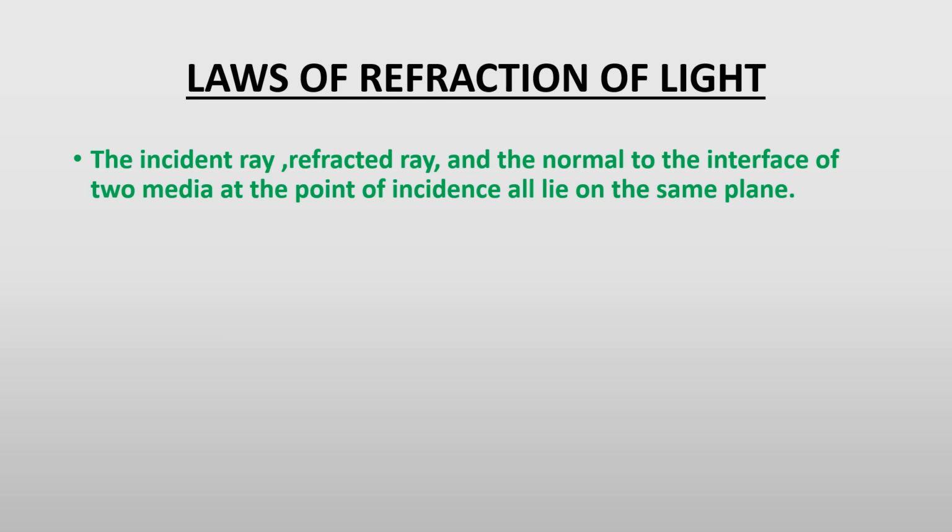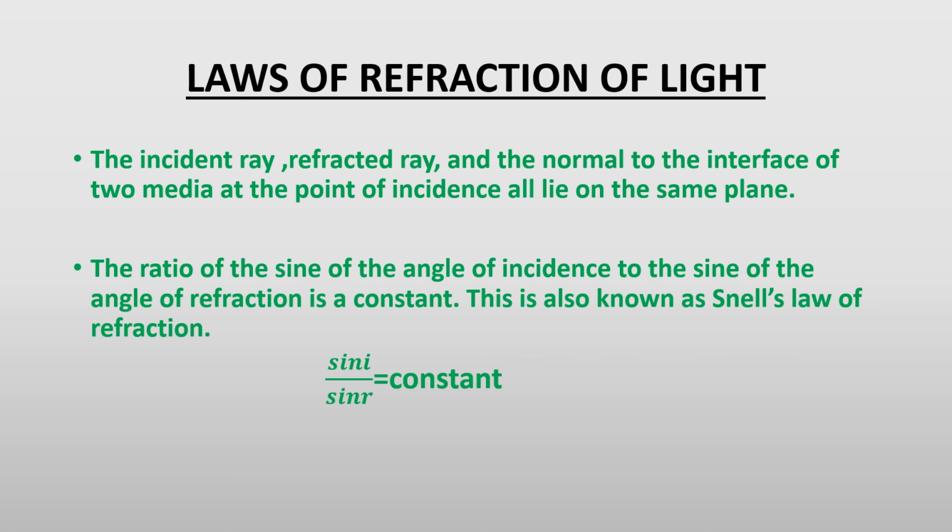There are two laws of refraction of light. First states that the incident ray, the refracted ray, and the normal to the interface of two media at the point of incidence all lie in the same plane. And the second is that the ratio of the sine of the angle of incidence to the sine of the angle of refraction is constant. That is, sine I upon sine R is constant. This is also known as Snell's law of refraction.